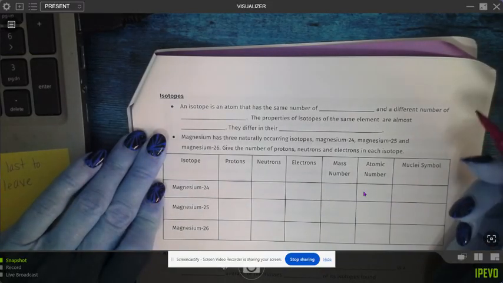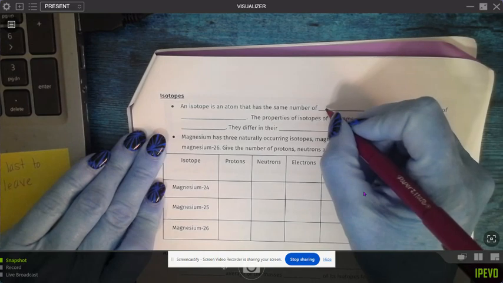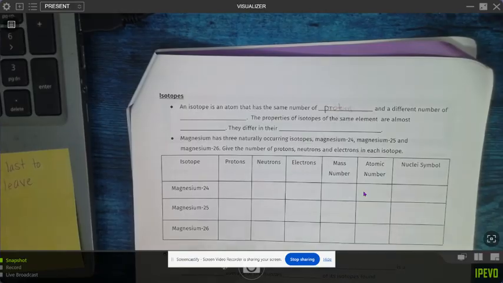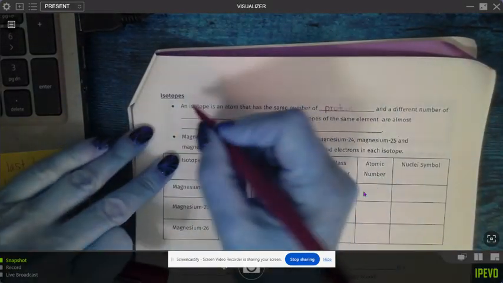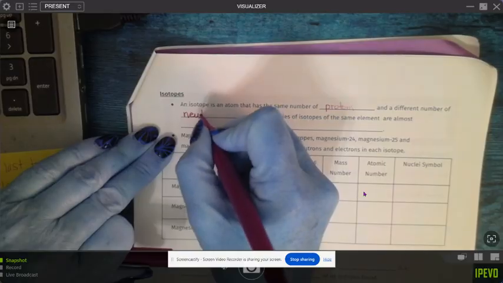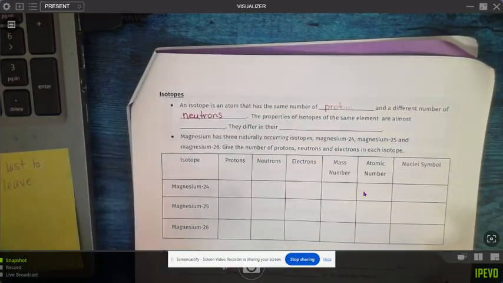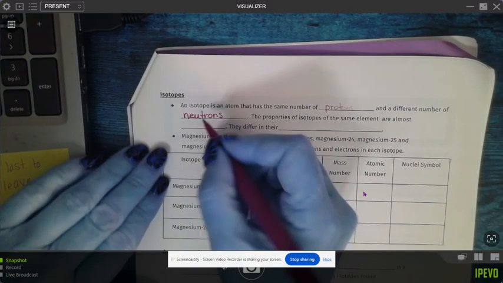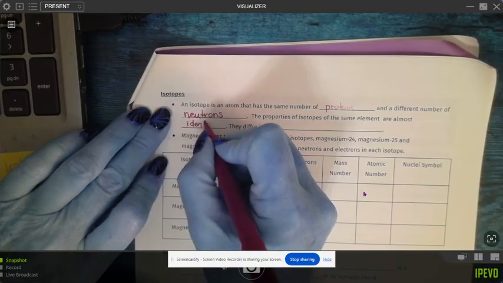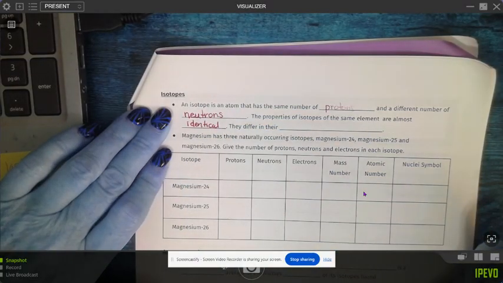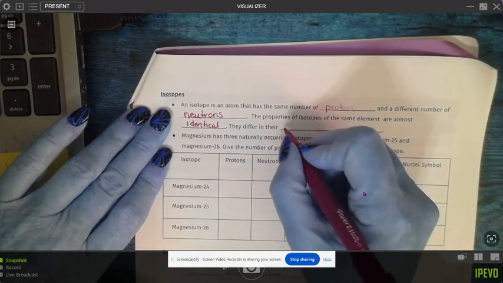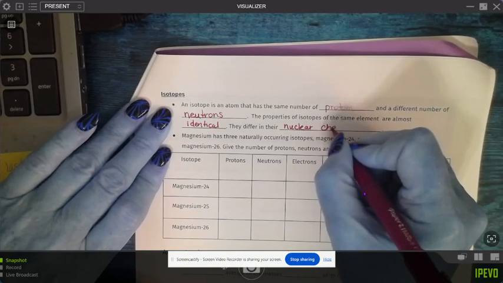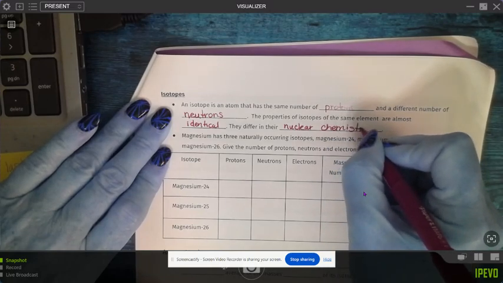First of all, an isotope is an atom that has the same number of protons and a different number of neutrons. All right, and the properties of the element are almost identical. When we get into nuclear chemistry, that's where we would find the differences, with their nuclear chemistry or nuclear reactions.